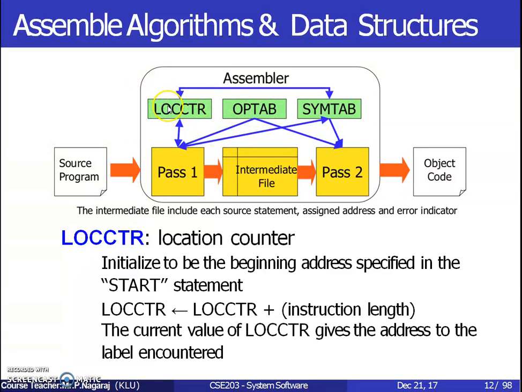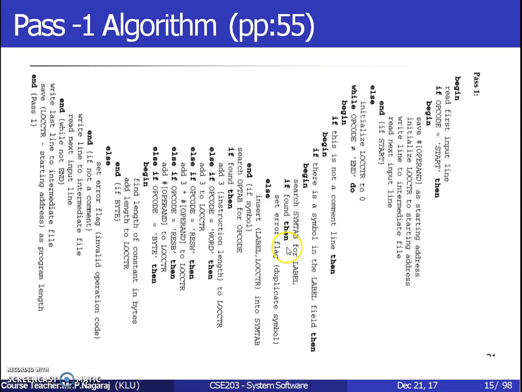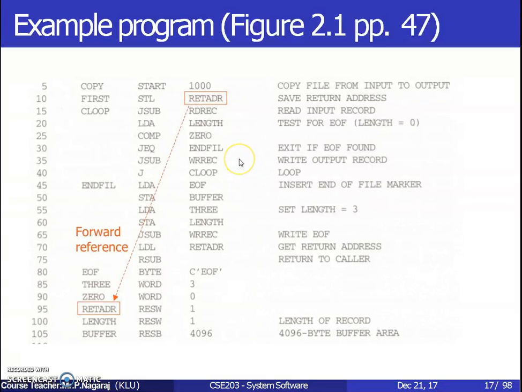Location counter is one table, optab is one table, and symtab is one table. These three tables are said to be the data structures in the source program of the assembler algorithm and data structure. Then this is the algorithm for pass 1, and this is the algorithm for pass 2. We can execute them one by one. Then we are going to take the elements one by one.